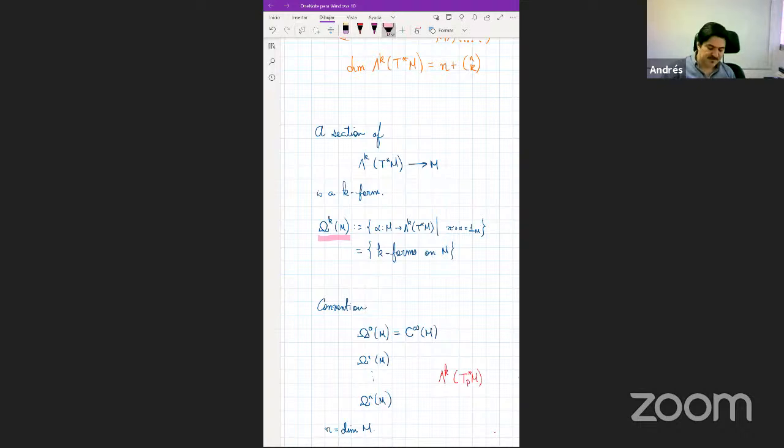Okay, so smooth functions, a different notation, 1 forms, and so on, up to n forms. Great. Any questions?